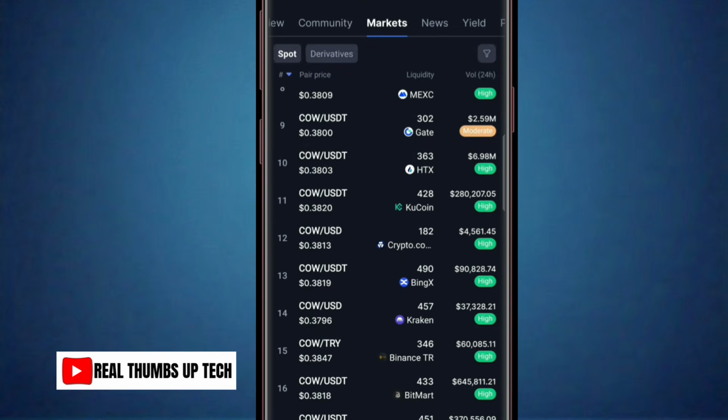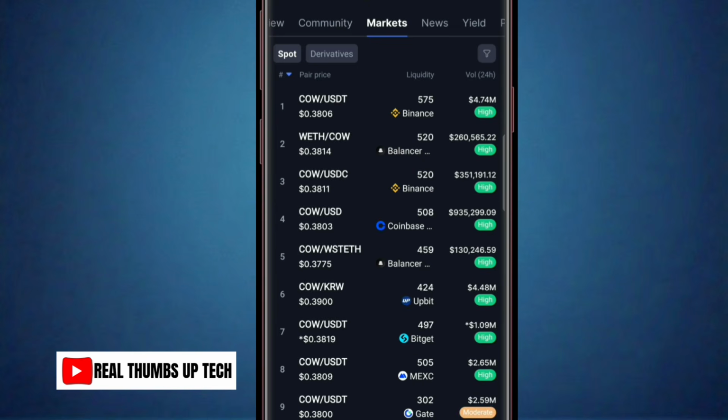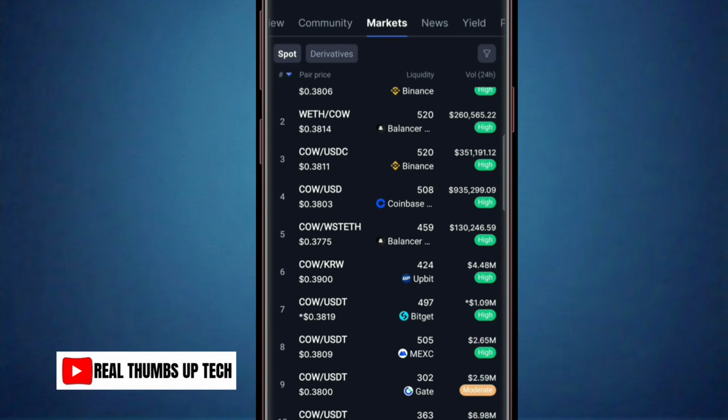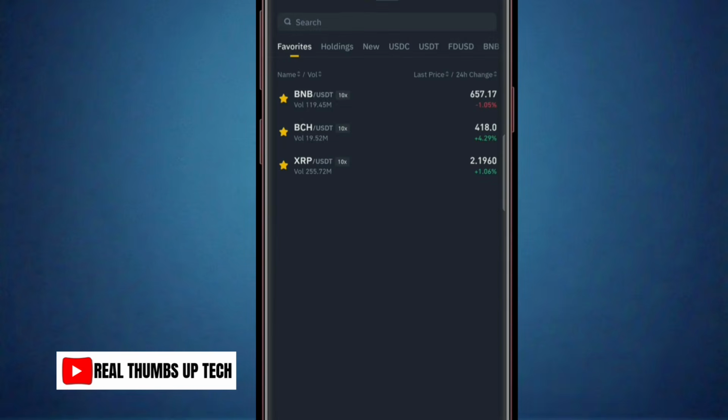All right, so on Gate, it is 0.3800. On KuCoin, COW USDT, it is 0.3820. So based on CoinMarketCap, the rate of COW USDT on Binance is 0.3806 and the rate on MEXC, for example, is 0.3809. Let's even confirm that first. On Binance, it says 0.3806. Let me go over to Binance now.